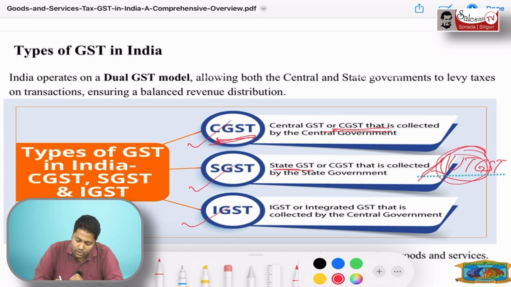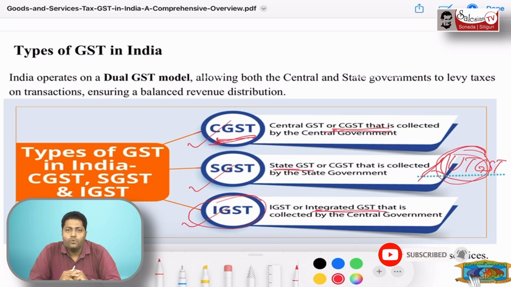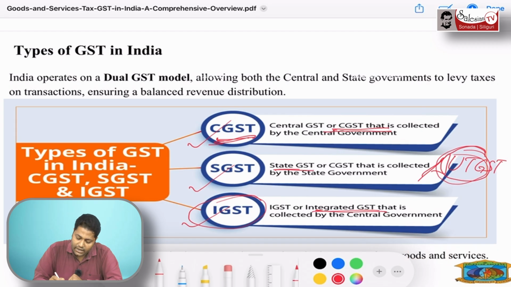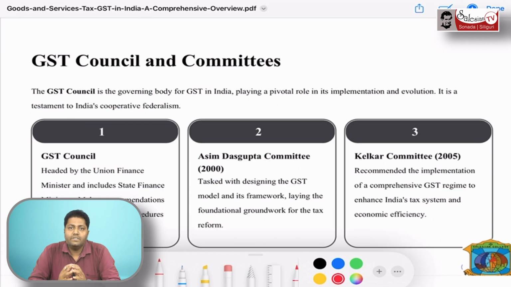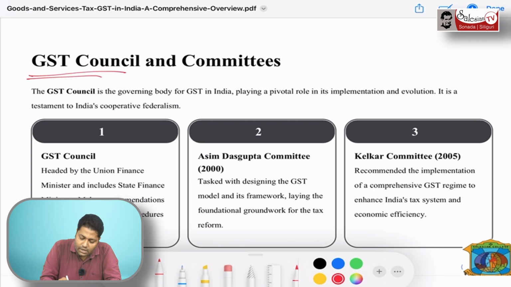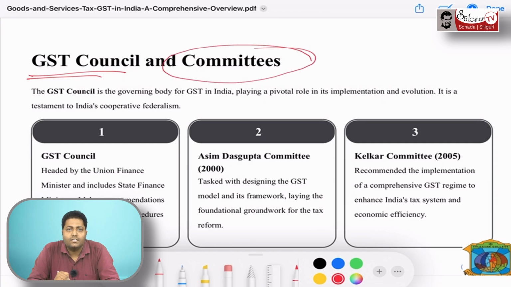Now we have one more, that is IGST, integrated GST. When is this applicable? When we do an interstate sale, at that time IGST is paid. So we will study the GST Council and committees. Now why is this committee important, why are we studying this?